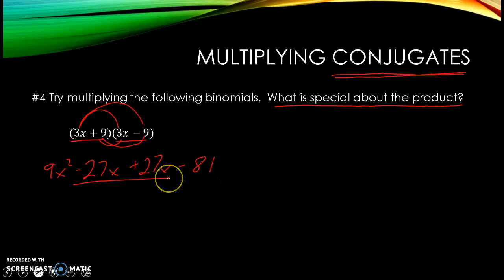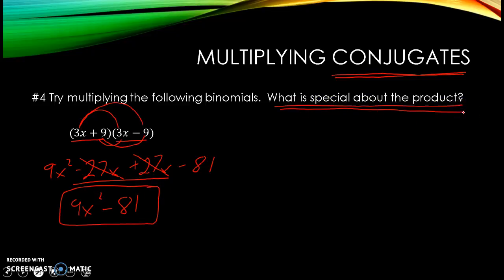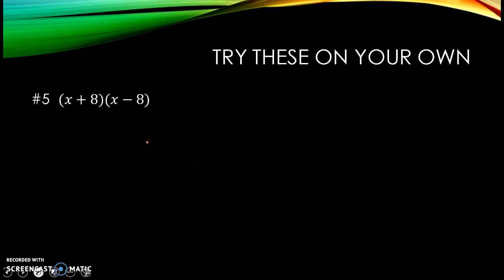I want you to look here. We have a negative 27x and a positive 27x. When I add those together, it's just like when we did elimination, when we were solving systems. Those are opposites of each other. Those are going to cancel each other out. And I'm just going to end up with 9x squared minus 81. So when we multiply conjugates together, what's special about the product is that the middle terms will always cancel themselves out. Now, that's not when you're squaring a binomial. That only happens when you multiply two conjugates together. I want you to take a look at these two conjugates, pause the video, and then restart the video and see if you get them correct.